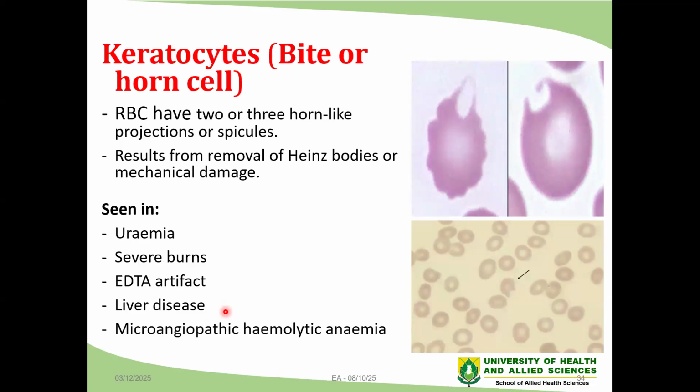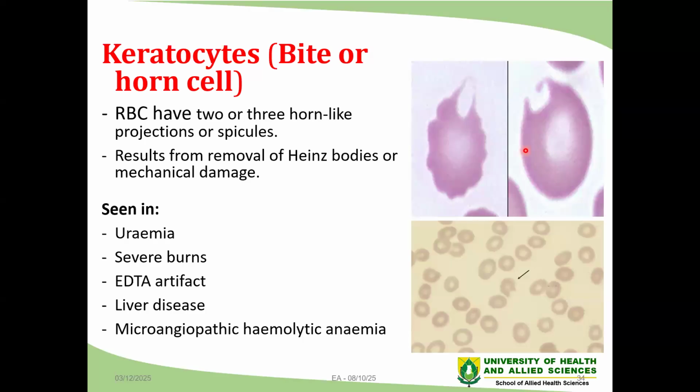Next, we have the keratocytes, which we may call bite or horn cells. These cells particularly have two or more horn-like projections towards one side of the cell. You can see this one, the membrane seems to be still intact. It's not giving up yet. But over here, part of the membrane is broken, and so you rather have the pointed ends. Usually they are normocytic and normochromic, these bite or horn cells.